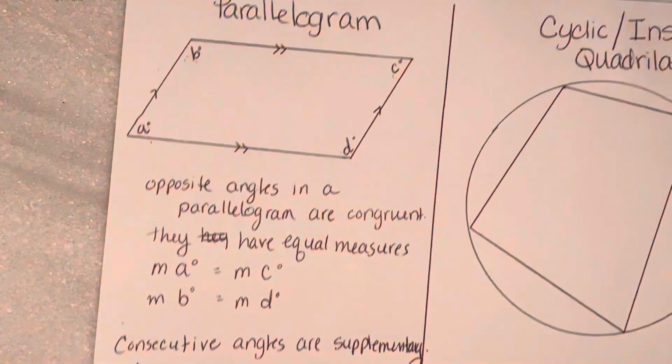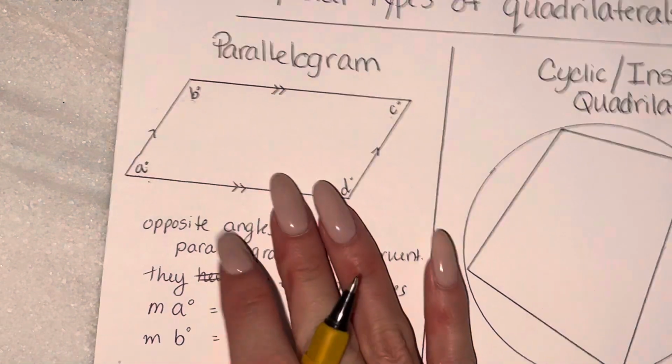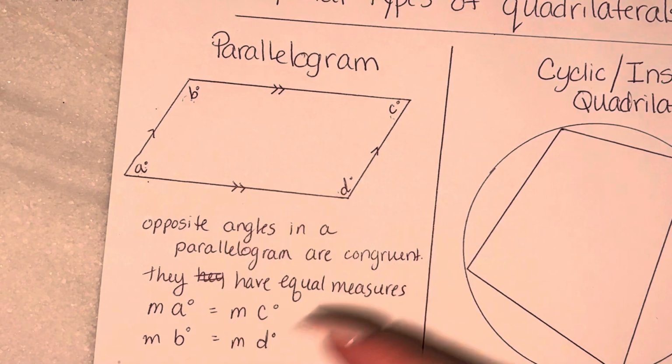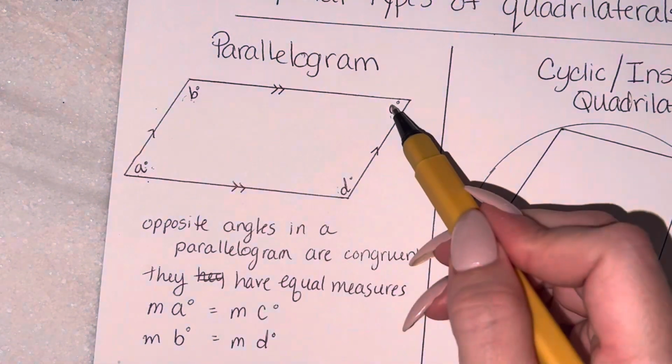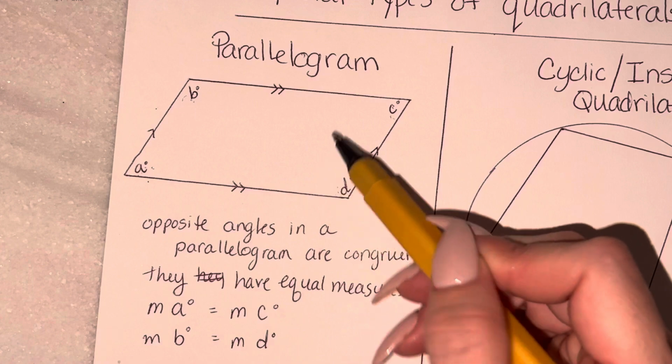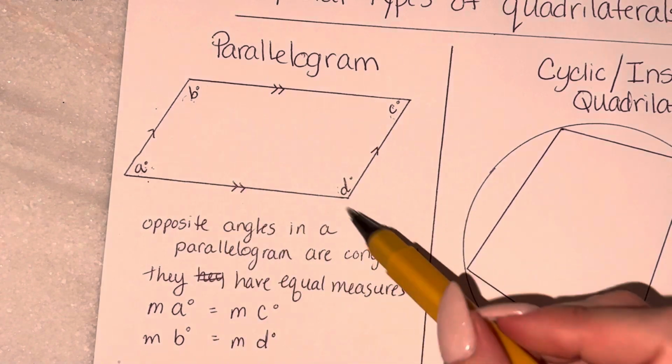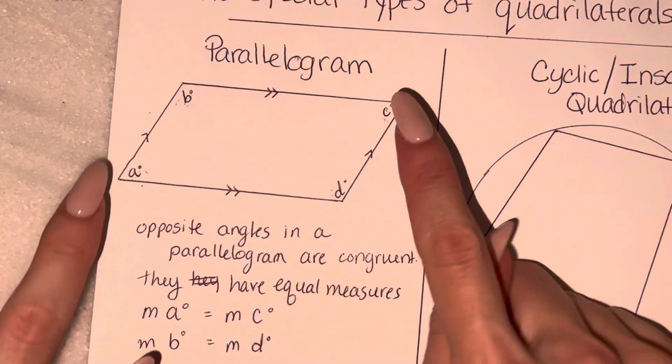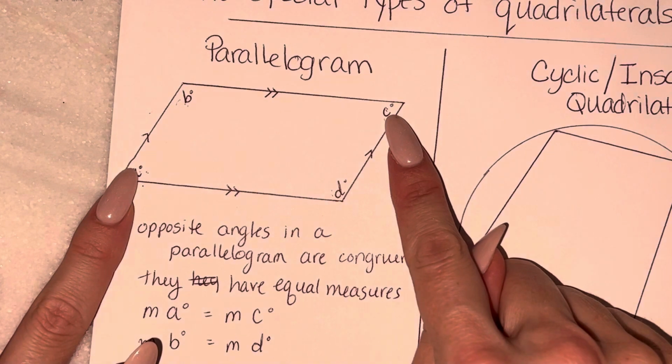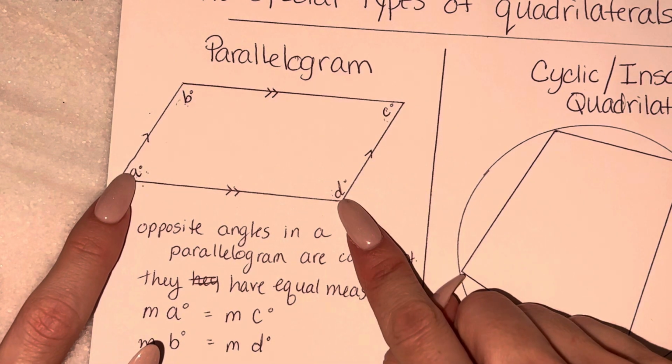So that's really all I wanted to teach you about for parallelograms today. That's talking about their angles. We will learn about some things about their sides and about their diagonals, but today just talking about their angles. Opposite angles are equal and consecutive angles are supplementary.